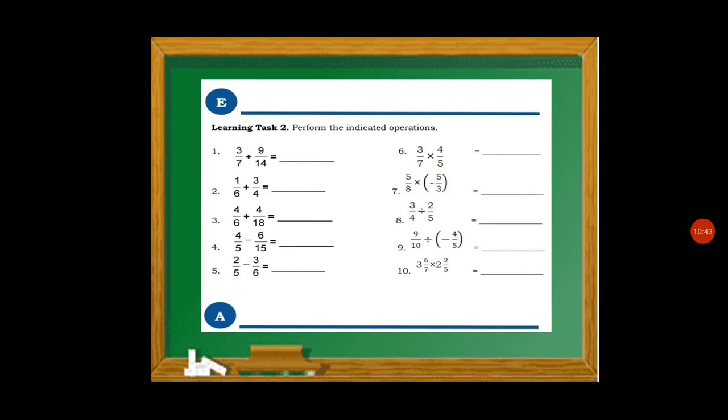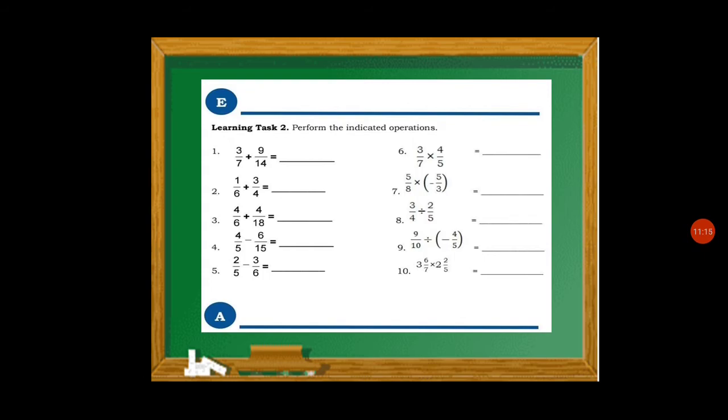Next, for your learning task 2, you have to perform the indicated operations. 3 over 7 plus 9 over 14. All you have to do is find the LCD, then proceed to addition. Number 2, same, LCD. Number 3, same, LCD, while they are addition. Numbers 4 and 5, same, find the LCD, then they are subtraction. For number 6, that is multiplication. So multiply 3 by 4 over multiply 7 by 5.